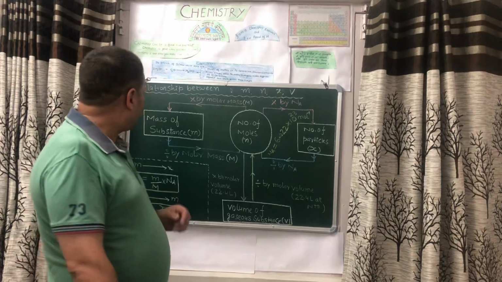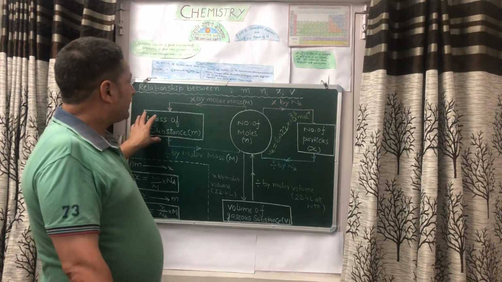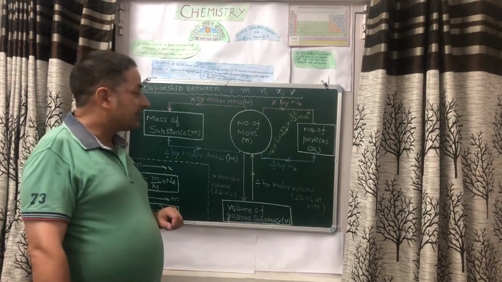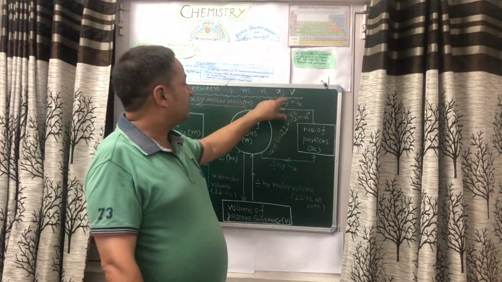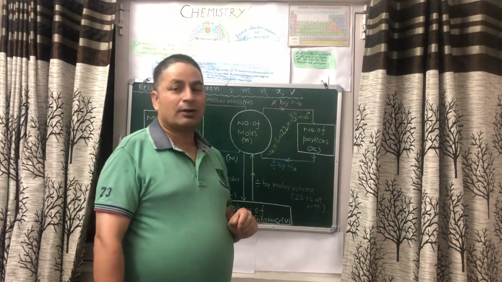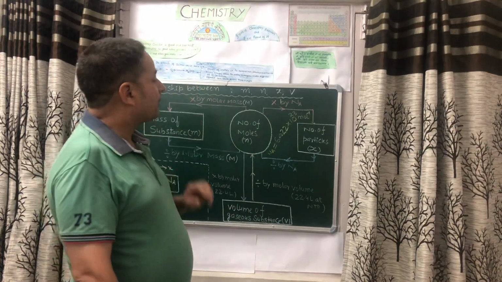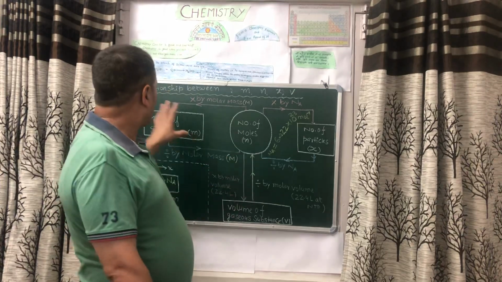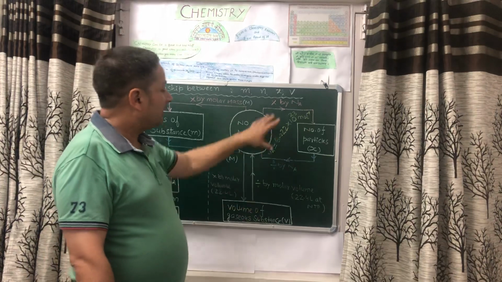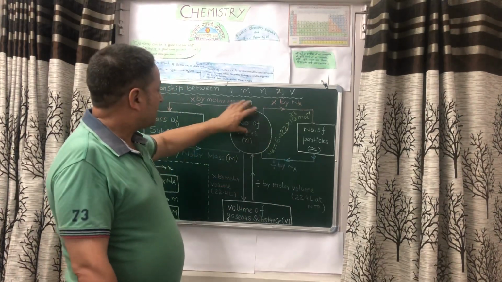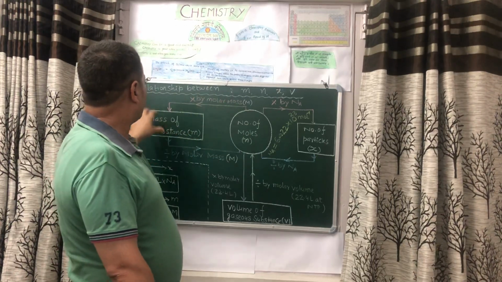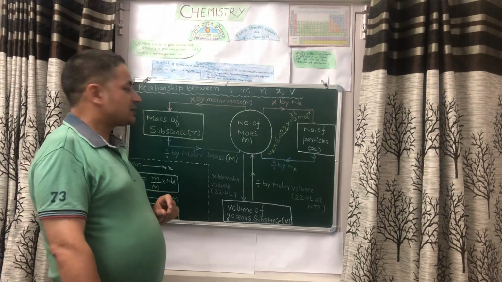I am again explaining. Now the mass of substance is given to you and you want to convert it into number of moles, so what to do with the molar mass? Divide, and then multiply by the Avogadro number, and you will reach this destination, that is the number of particles. Similarly, if the number of particles is given to you and you want to convert it into the mass of the substance, then first divide the number of particles by Avogadro's number, you will get the number of moles, and then multiply the number of moles by the molar mass, and you will reach the mass of the substance.